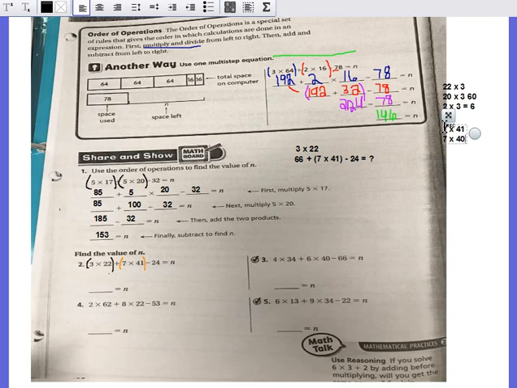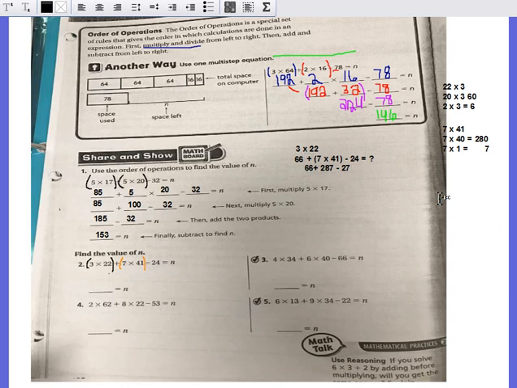So 7 times 40 is, 7 times 4 is 28, add my 0, 7 times 1 is 7. So line it up there. So 280 plus 7 is 287. So I'm going to come over here and add to my equation. So now I have 66 plus the 287 that I got. Okay, and then minus 24.